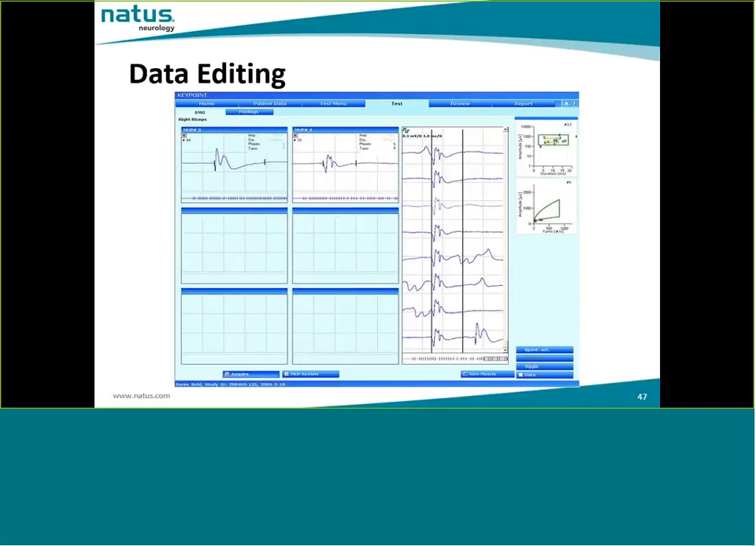So here is the display on one system. You can see there are 6 boxes. Here is motor unit potential number 1. This is the averaged waveform. These are the markers that are used for measuring the duration. At the bottom, you can see the firing pattern.